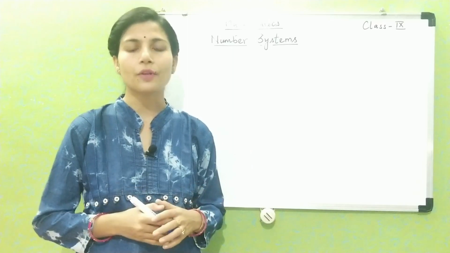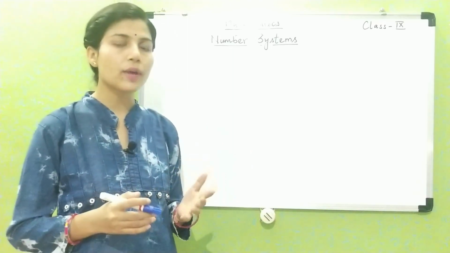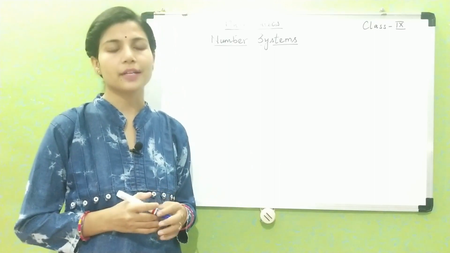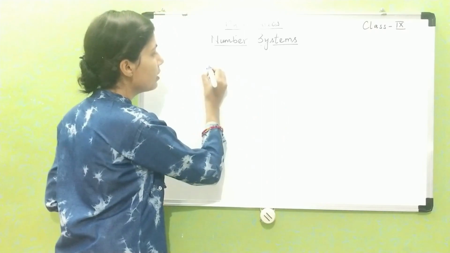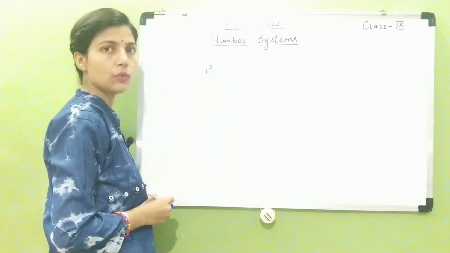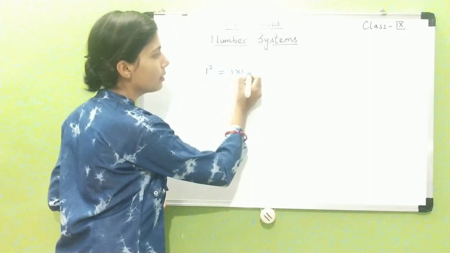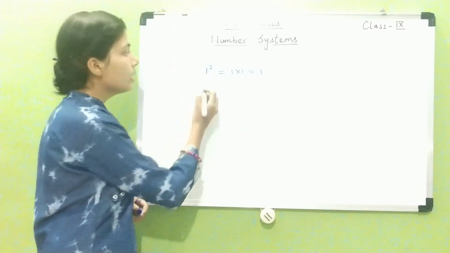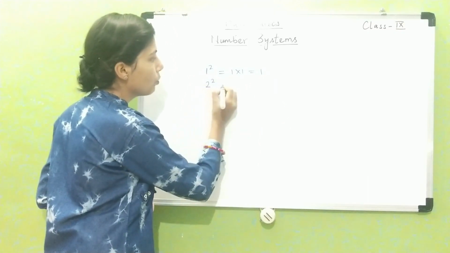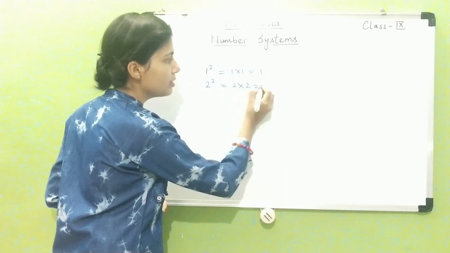So let's move forward. Students, you all have studied square numbers and their square roots in 8th standard. So let's take an example. 1 square, or square of 1, is what? 1 multiplied by 1. It will come as 1. Okay. Square of 2, what is it? 2 into 2, that is 4.